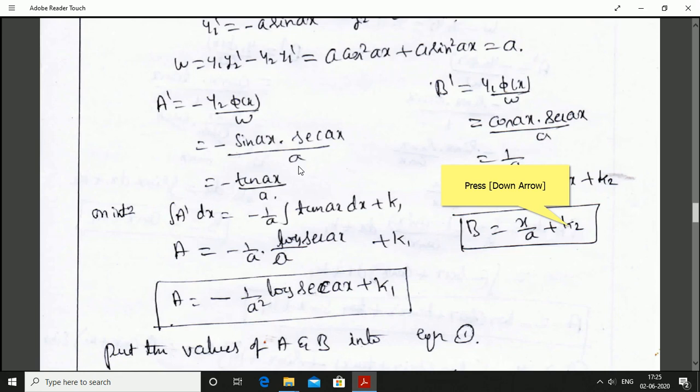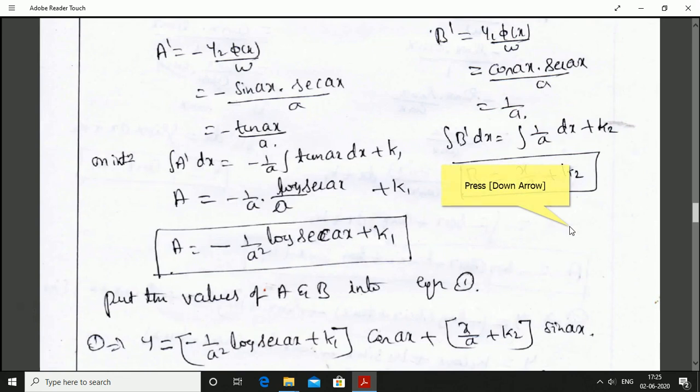Similarly, b dash is equal to y1 into phi of x divided by w. y1 is cos ax, phi of x is secant ax, and w is a. Secant ax is 1 by cos ax. Cos ax into 1 by cos ax gets cancelled, leaving 1 by a. So it is also integrable. On integration, integral of b dash into dx is equal to integral of 1 by a into dx plus k2. 1 by a is a constant, and integration of 1 with respect to dx is x. So b is equal to x by a plus k2.